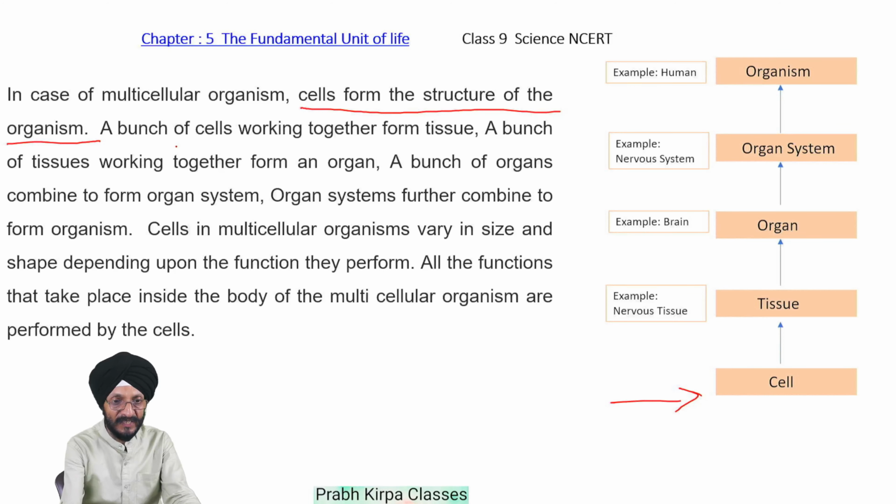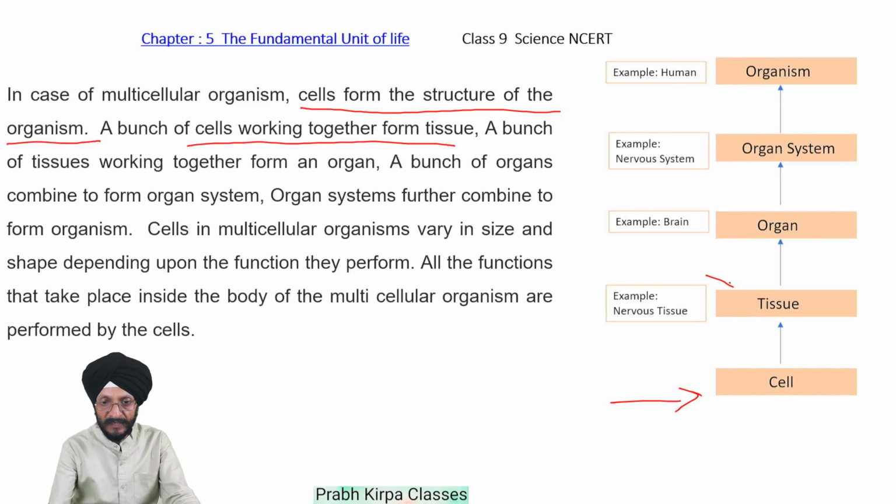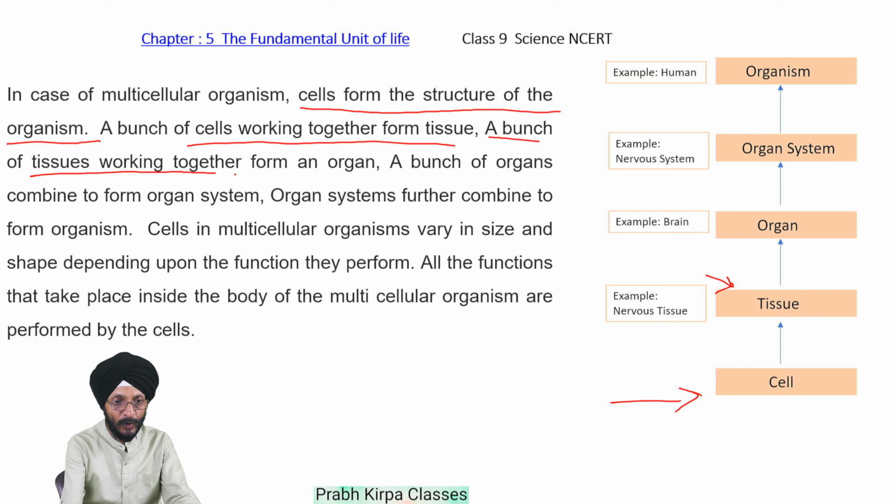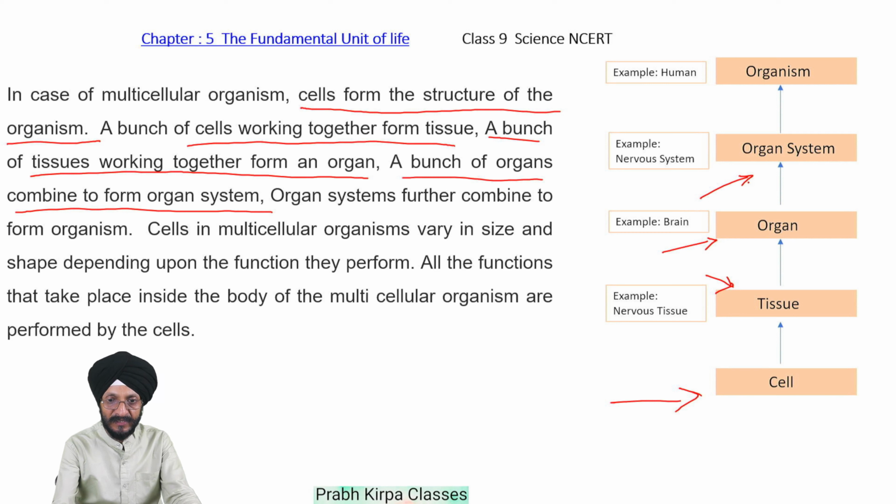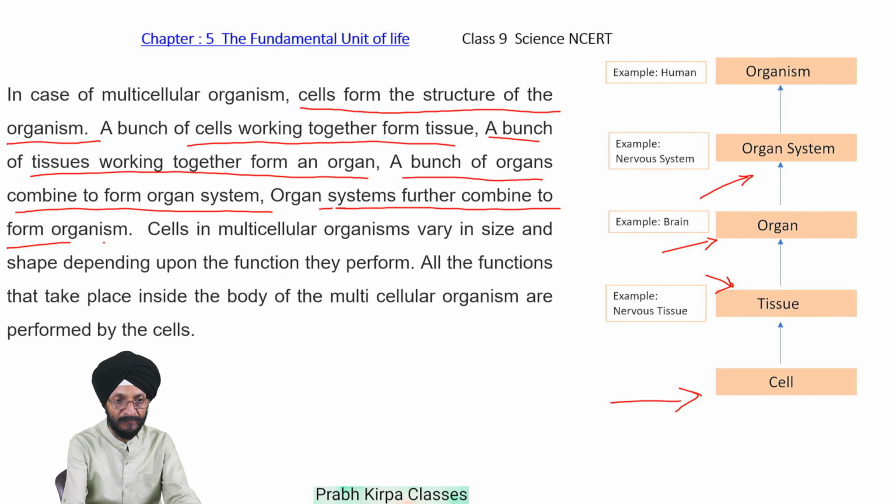A bunch of cells working together form the tissue. A bunch of tissues working together form an organ. A bunch of organs combine to form the organ system, and organ systems further combine to form the organism.